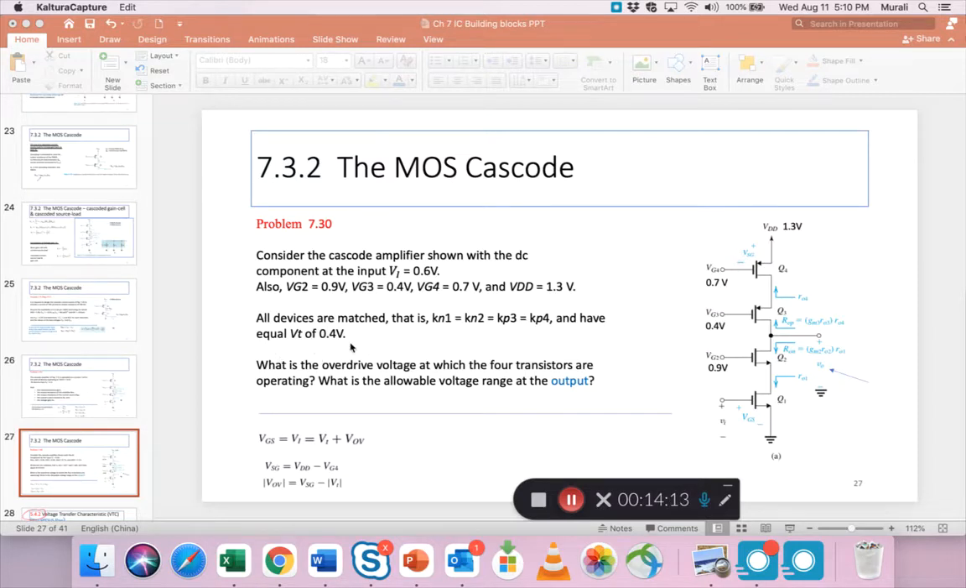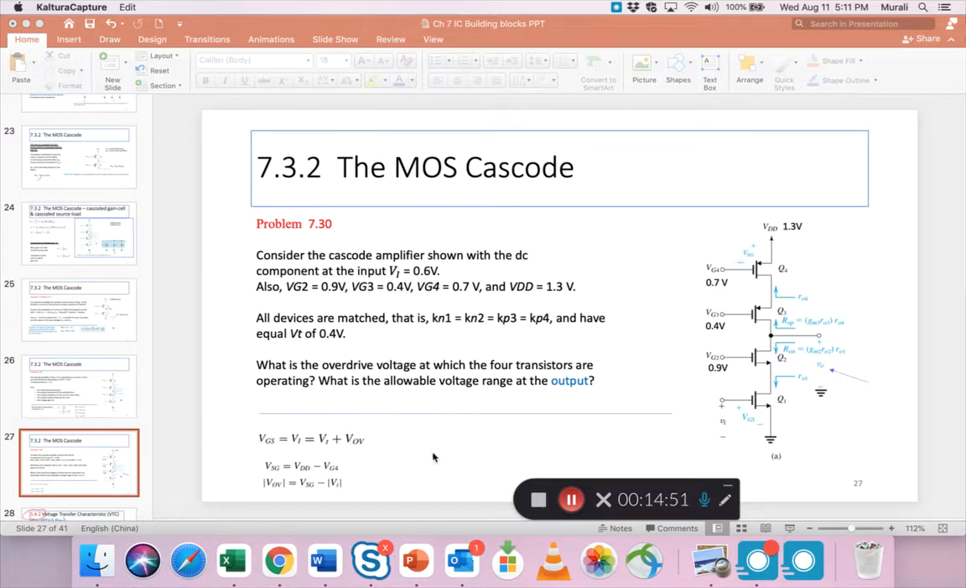Both VTN and VTP are given to be 0.4 for the PMOS and the NMOS. What is the overdrive voltage? So here we have to find VOV. What is the allowable voltage range at the output? These are 2 important questions to answer. So the formulas to use: VGS, which is this portion here. I put that VGS symbol and the VSG symbol here because they're not in the figure, but I added them to make it easier to understand.